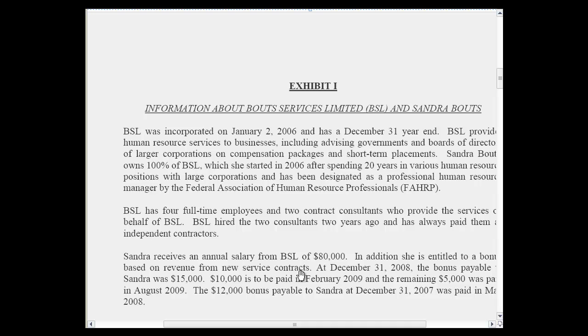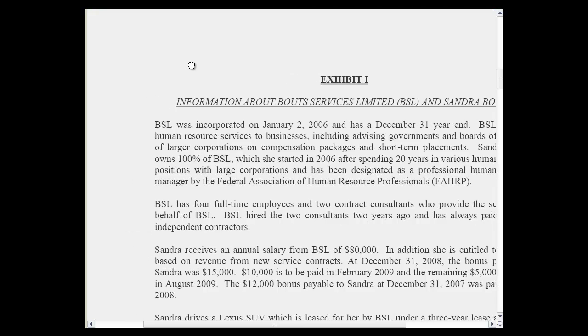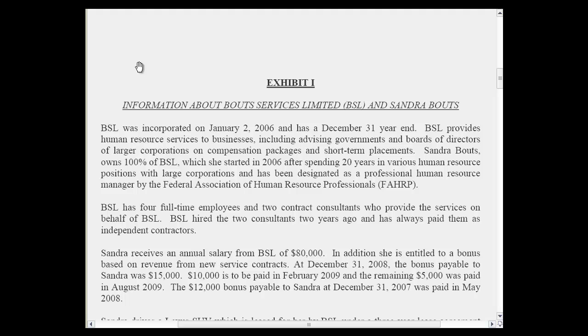Next thing is Sandra receives an annual salary of $80,000. In addition, she is entitled to a bonus based on blah, blah. In 2008, the bonus payable to Sandra was 15. 10 was paid in February 2009. The remaining was paid in August 2009. 12,000 payable for 2007 was paid in May 2008.